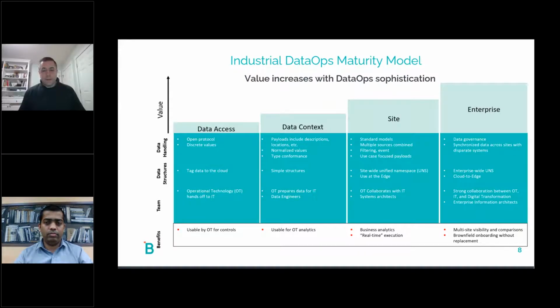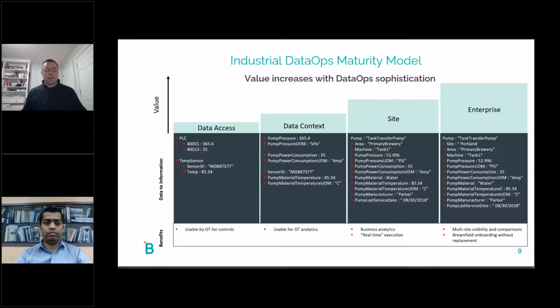As you move into site, now you can really leverage it throughout the business because we've added the context and we've assembled the data. And then enterprise, we're able to leverage it across multiple sites. We're able to onboard brownfield locations without having to swap out equipment, without having to standardize our underlying systems, because we're able to inject this data in a standardized and consistent way and provide true multi-site visibility and comparisons.